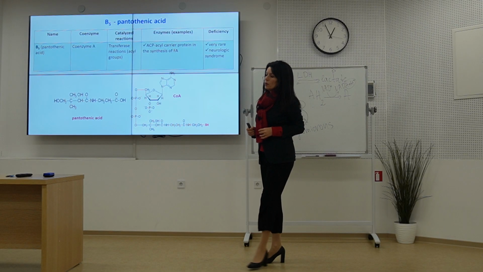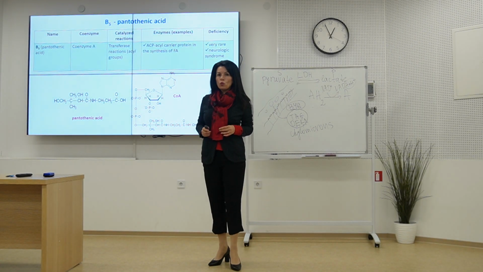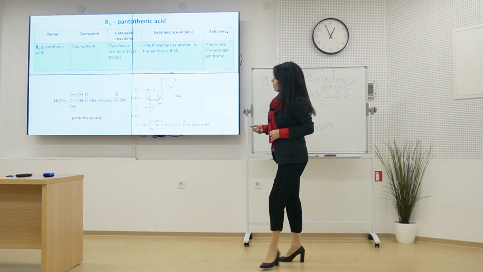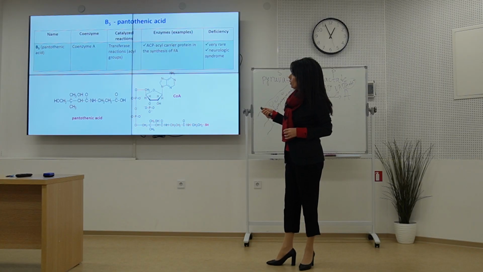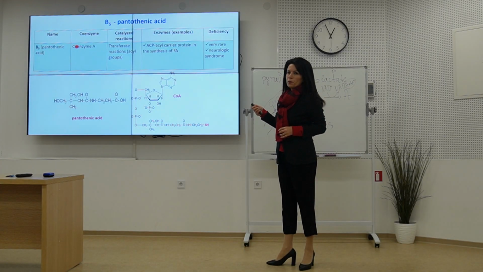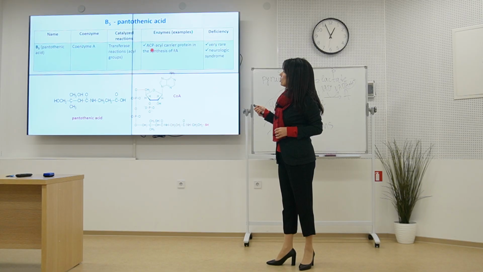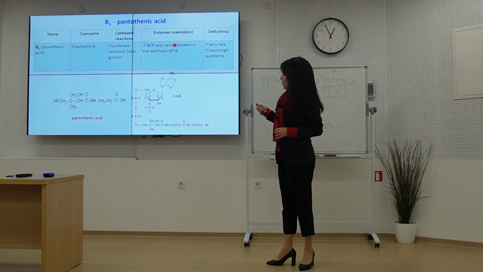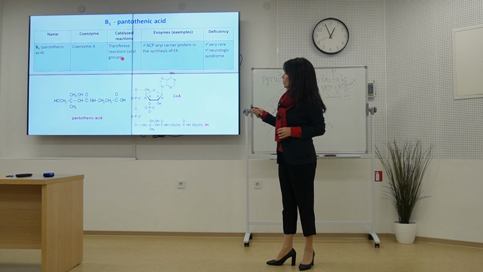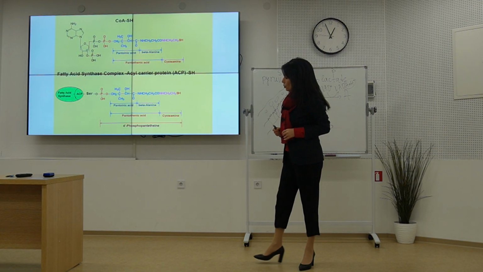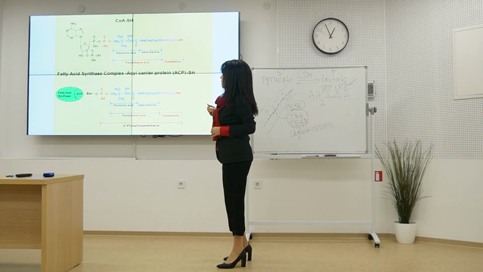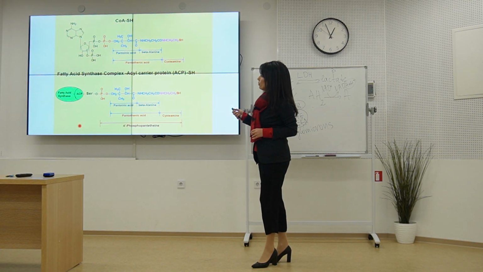B5, this vitamin, the full name is pantothenic acid. Pantothenic acid is used in two structures in our cells. The first one is the structure in coenzyme A, and the second structure is the so-called acyl carrier protein in the synthesis of fatty acids. The catalyzed reactions are transferase reactions with transfer of some acyl groups. Deficiency is very rare, and you can see the differences between coenzyme A and acyl carrier protein.